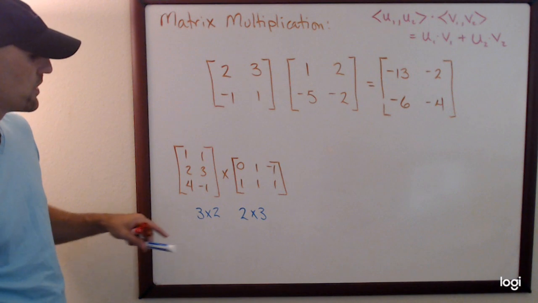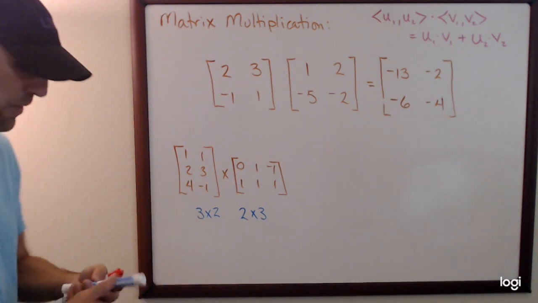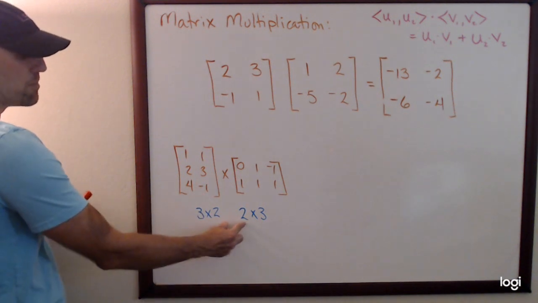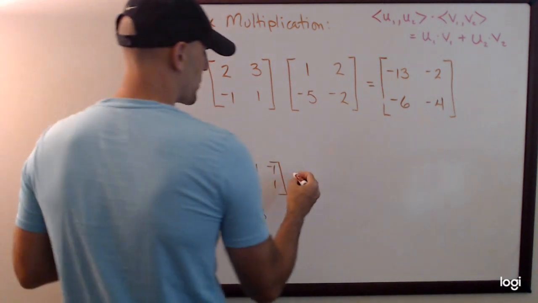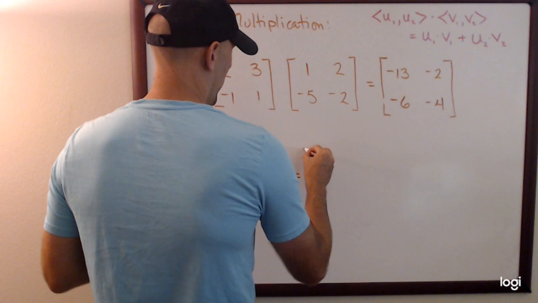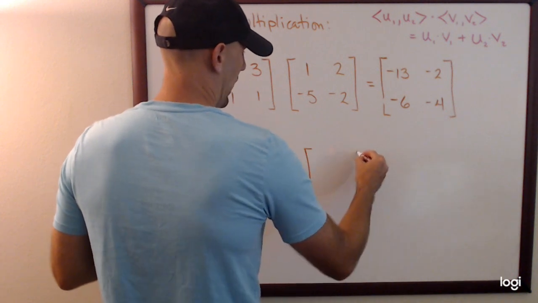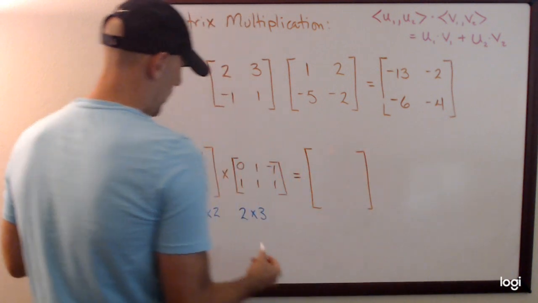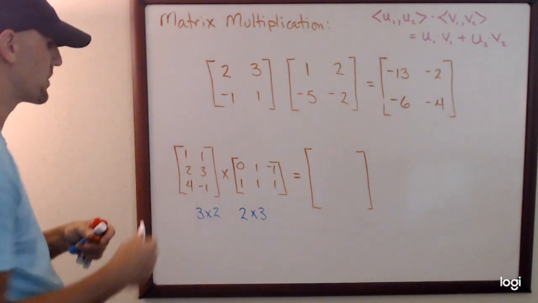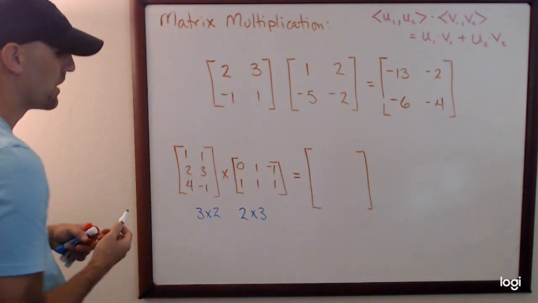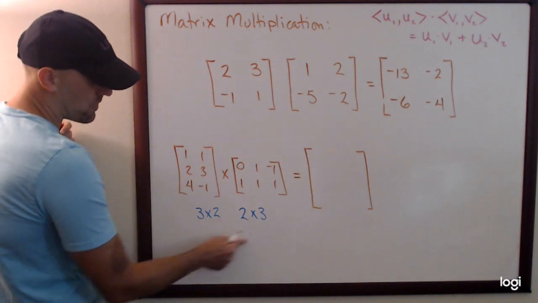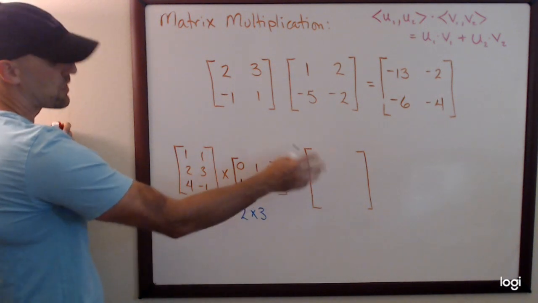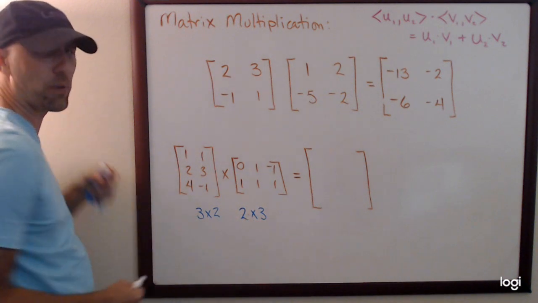Okay. This is a 3 by 2. That's a 2 by 3. These inner dimensions match, right? So I know I can do this multiplication. How big will the result be? Well, we'll go ahead and do the product. If I'm looking at the dimensions here, remember these outer dimensions give me the size of my product, so it should be 3 by 3.